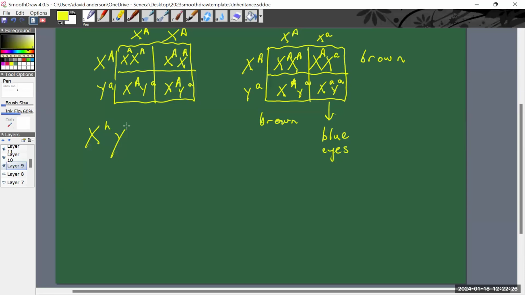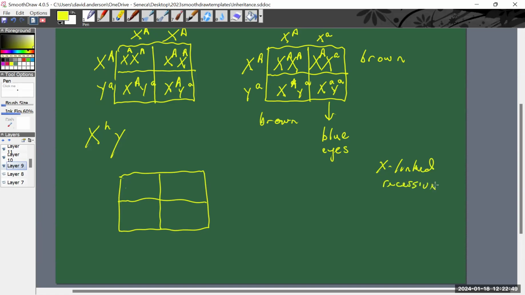So if this is an abnormal gene that presents on the X chromosome and there's no match on the Y, then in males, it's going to present itself. So in this case, let's look at hemophilia. This is X-linked recessive inheritance. So our X chromosome is offered by the female across the top, and our X and Y chromosome across the bottom.